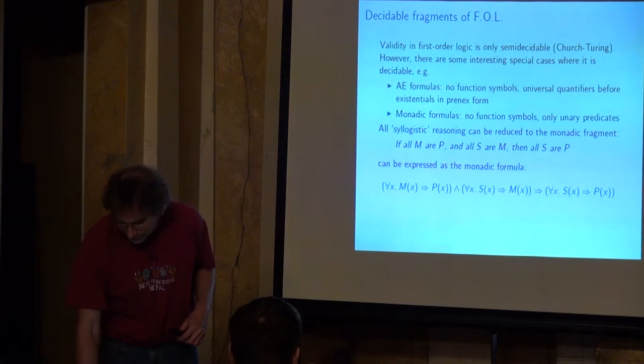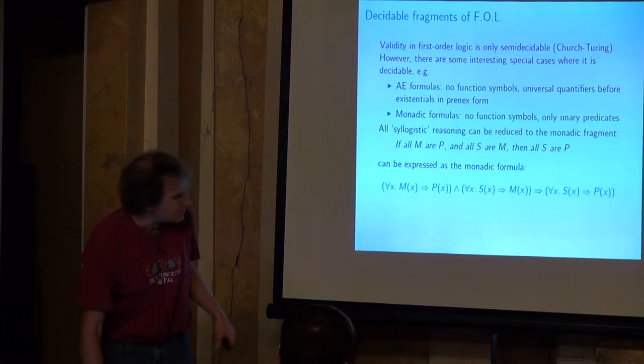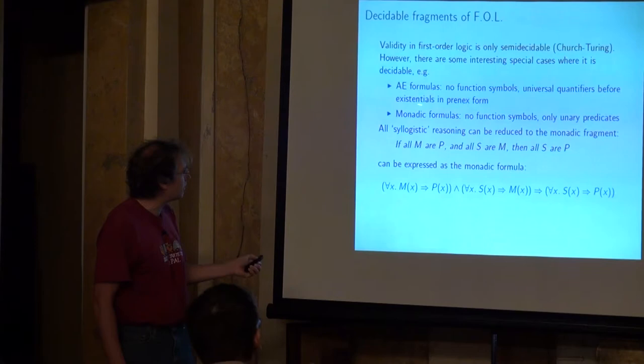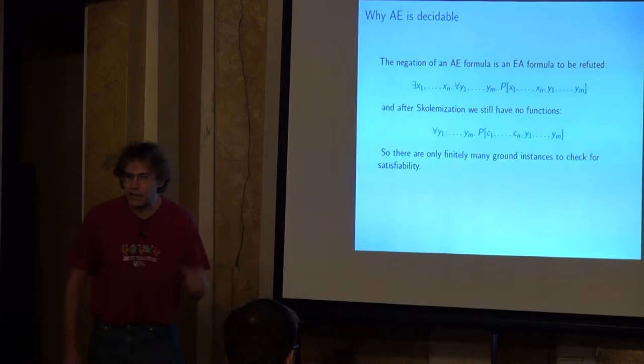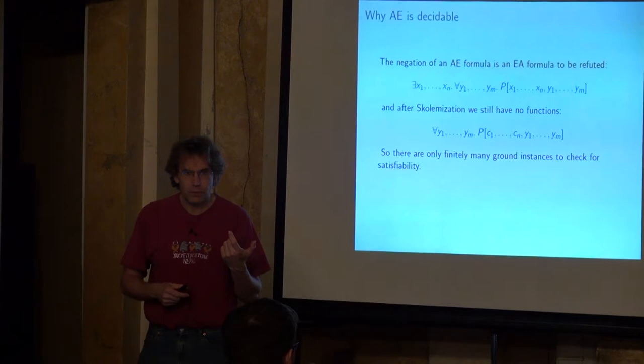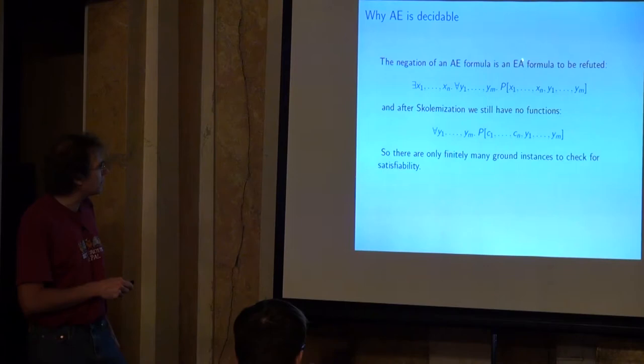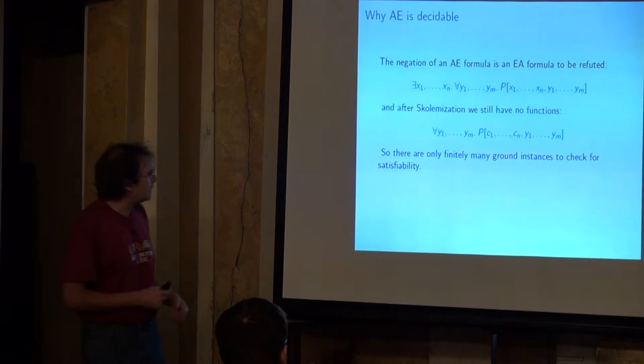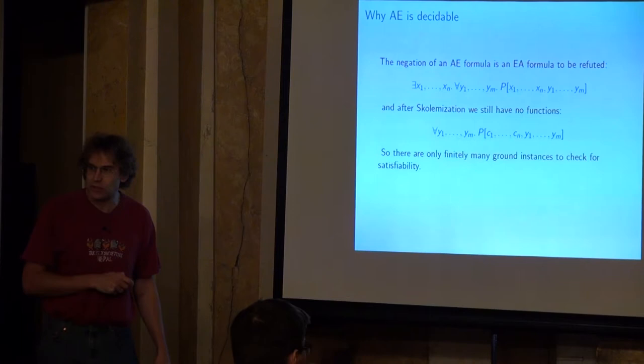So why is the AE fragment decidable? I said the AE fragment is those where there are no function symbols and all the universal quantifiers come before the existential quantifiers. It's called AE because you think of the A as being for all and the E as being exists. We want to test these things for validity, which means testing their negations for satisfiability. So the negation of an AE formula is going to be an EA formula, where you have a bunch of existential quantifiers, then a bunch of universal quantifiers, and then the main quantifier-free body. The nice thing is that when we Skolemize that, we're not going to get any non-trivial Skolem functions. We're only going to get Skolem constants, c1 up to cn.